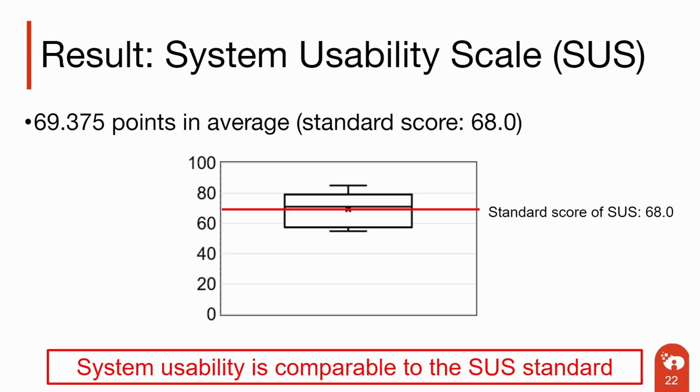This figure shows the result of the system usability scale scores. The average score for the system was 69.375, which is slightly higher than the general SUS standard score of 68. The result suggests that our system had a moderate level of usability.